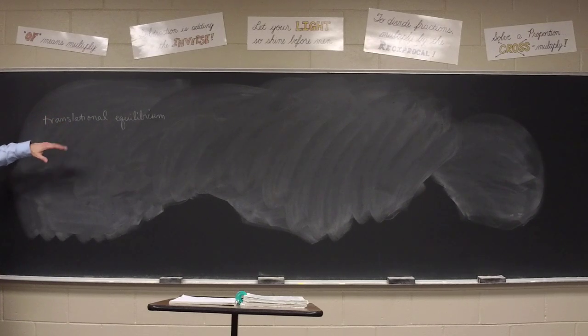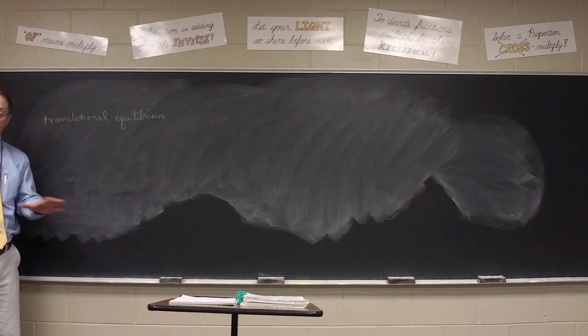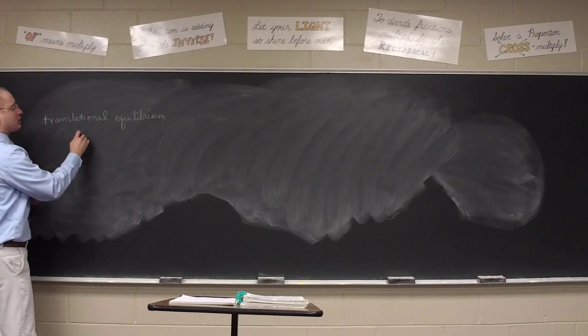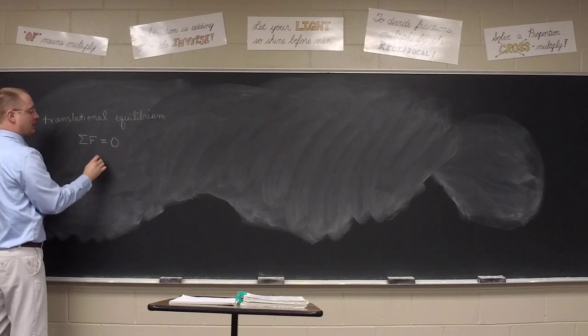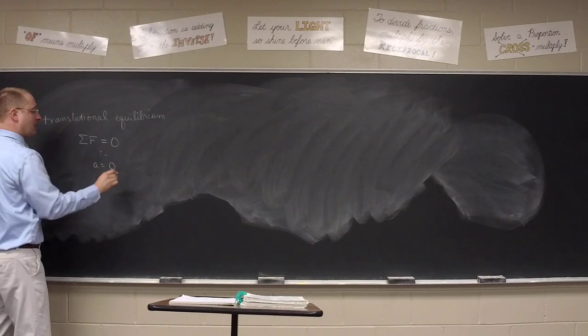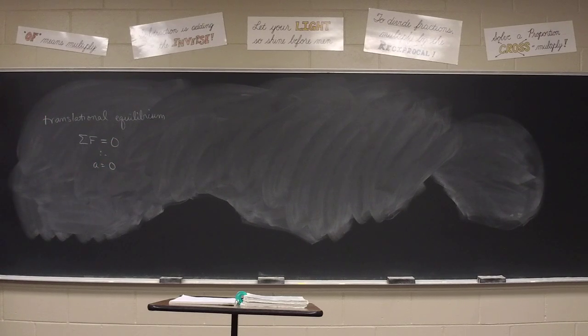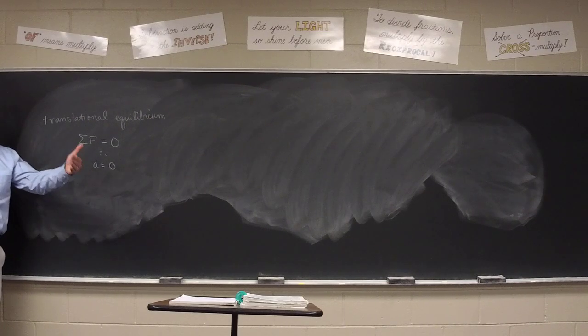Translational equilibrium was accomplished when a body wasn't accelerating, because what would cause a body not to accelerate? Forces. All the forces balanced out, right? All the forces cancel. So translational equilibrium, by way of review, is when the sum of all the forces is equal to zero, therefore acceleration is zero. For instance, if Michael was walking down the hall at a constant speed, all the forces would be in balance, right?